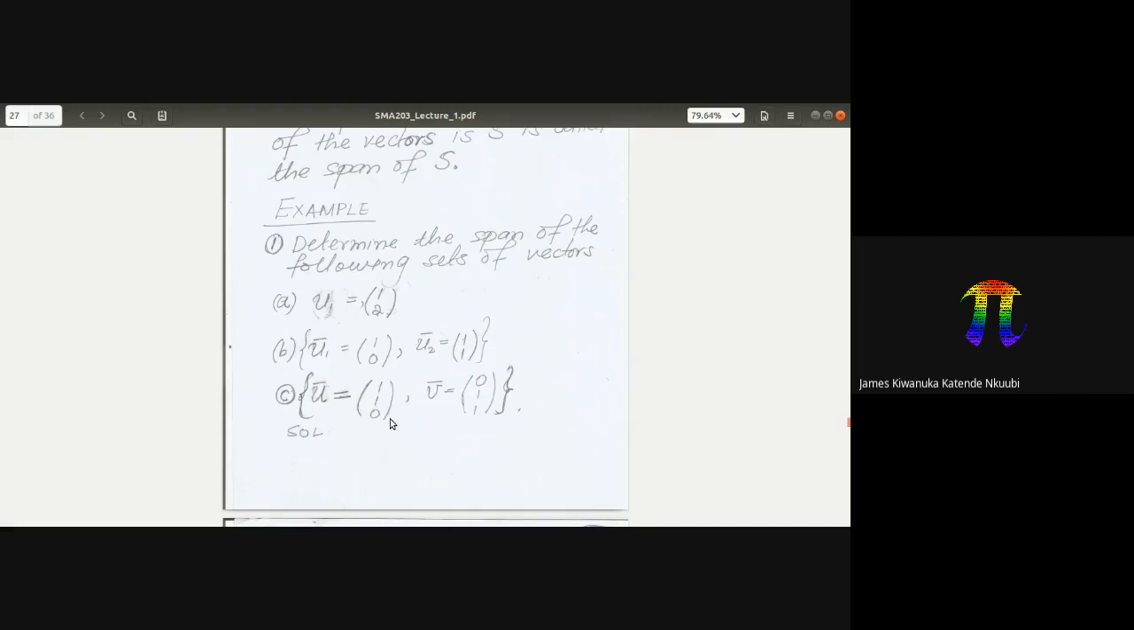One of them is u, the other one is v, and they're both vectors in R3. So we'll start with the first one. We find the span, all the possible linear combinations of this one vector.